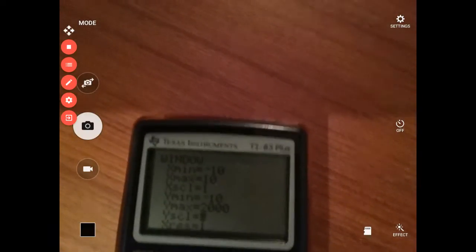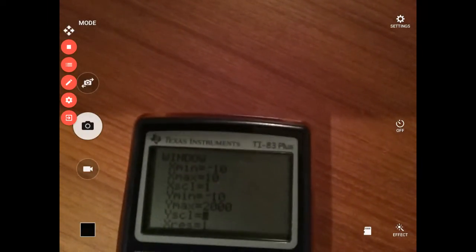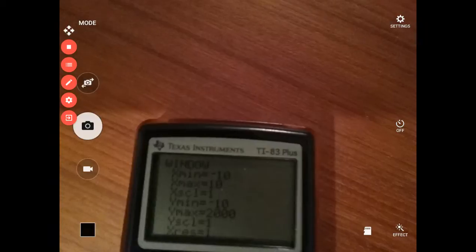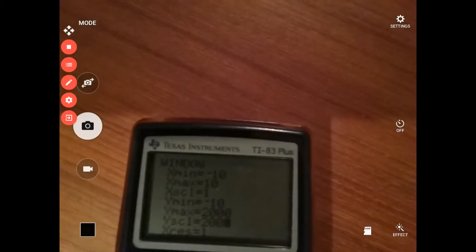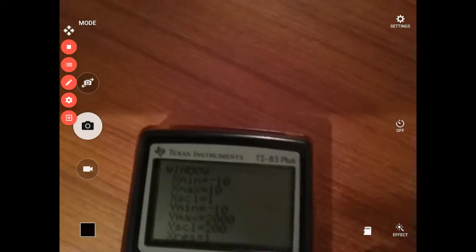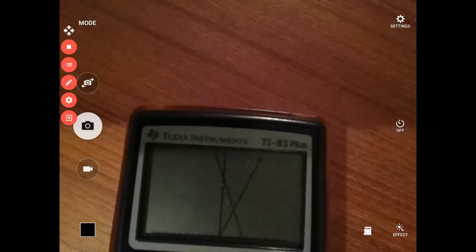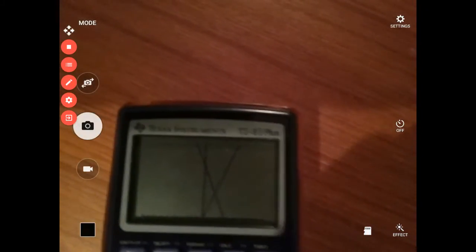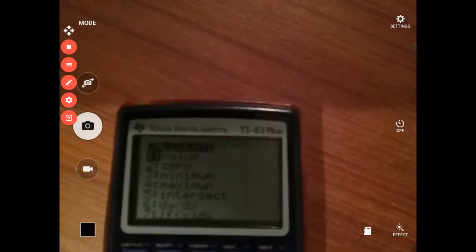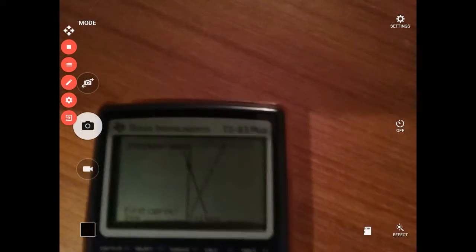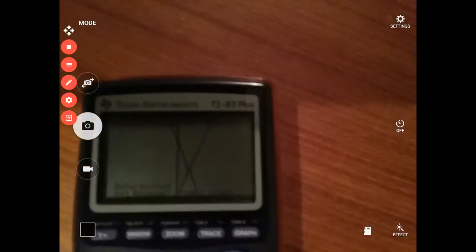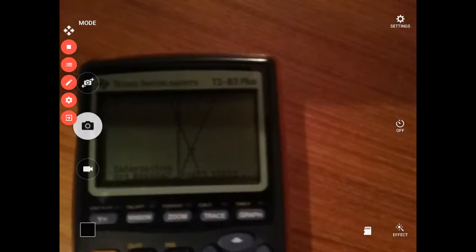So a good way of thinking of this, the y max is 2000, so if we make the scale 200, just take a 0 off, then it'll be 10 ticks and we'll be able to see it. Okay, there you go. So that's that, and then of course second calc. So we want the intersection, and then enter, enter, enter. Boom. There it is. So exactly the same answer as before.